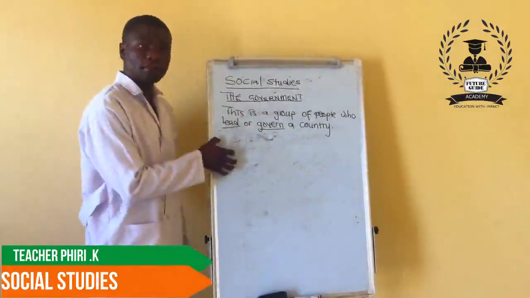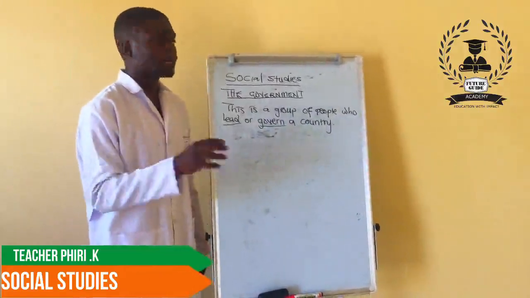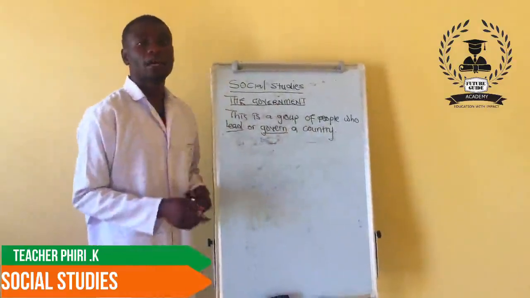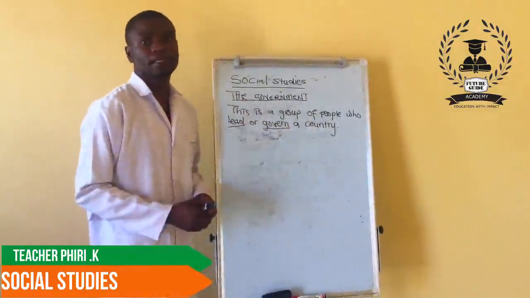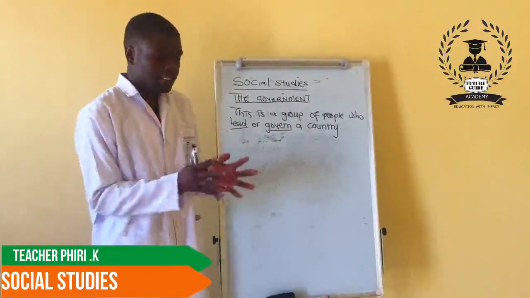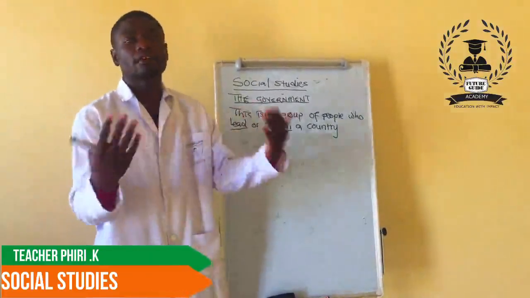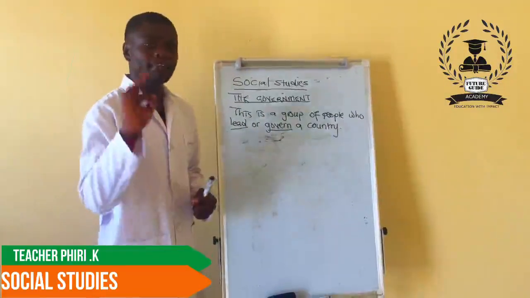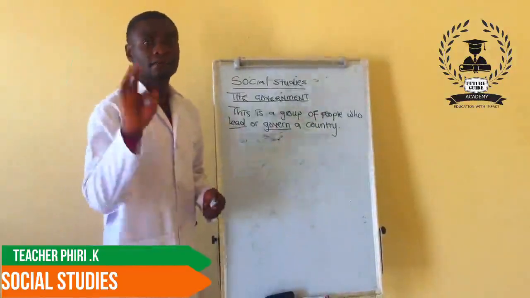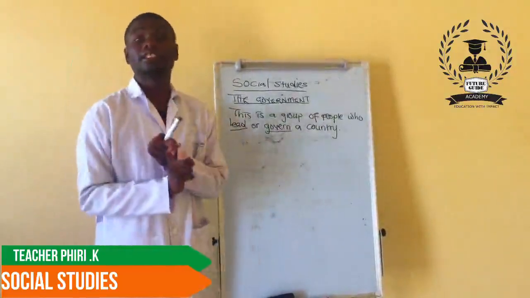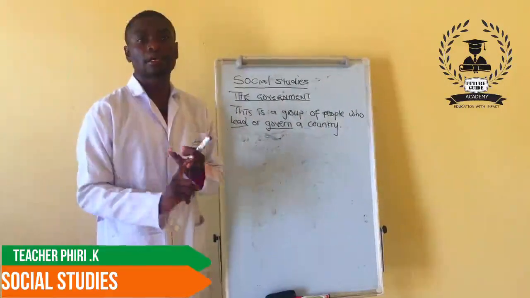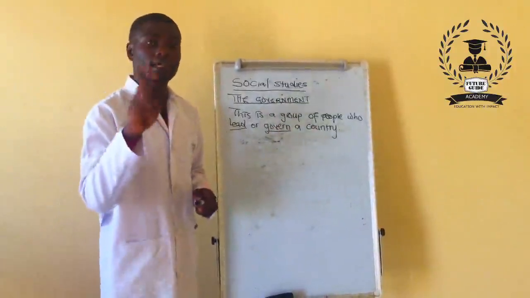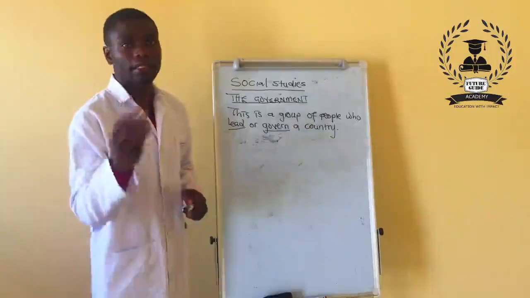Now, as we go into details, we are supposed to understand that the government is made up of a group of people. So then, let's identify organs or parts of the government. The government has got parts, and as these parts work together, that's how all things in the country move on very well. In Zambia, the government is divided into 3 organs, which are 1, the legislature, 2, the judiciary, and 3, the executive.